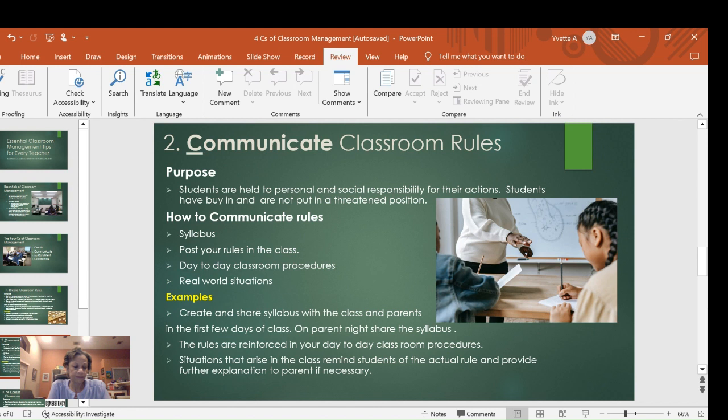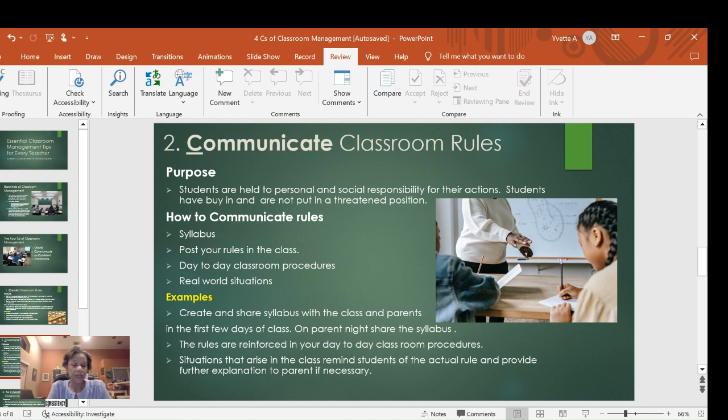Create and share your syllabus with the class and the parents. As I said, I already have my syllabus posted on my Schoology account, or in my Google Classroom, whatever you might be using. But I also share it when I have parent night. Parent night usually comes after the first month of school starting. I share the syllabus with the parents, and I go through different rules that I see students having a problem with, maybe being absent, not knowing how to get the paperwork in, or struggling with how to get their assignments in on time. So I share the classroom rules with the parents on parent night.